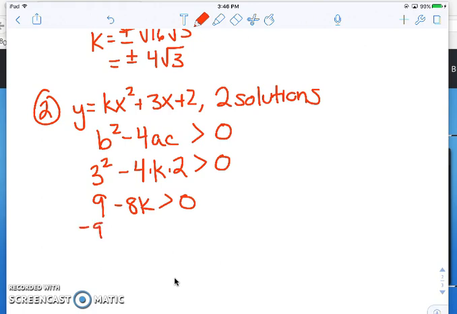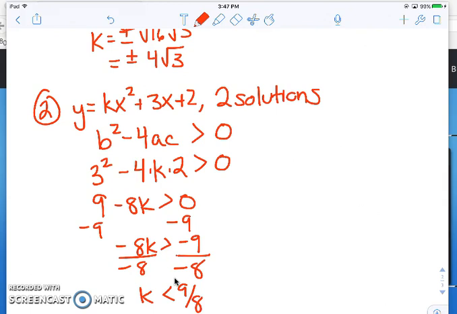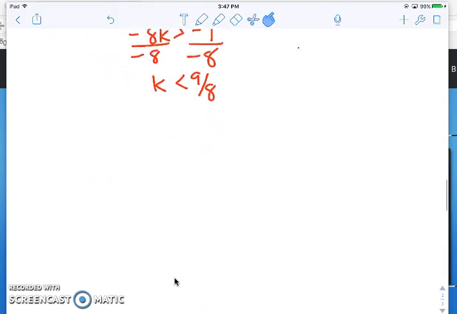So subtract the 9. Negative 8k is greater than negative 9. Divide by negative 8, and when we divide by negative 8, our direction has to change, so k has to be less than 9/8. So there's quite a few numbers that would give us 2.